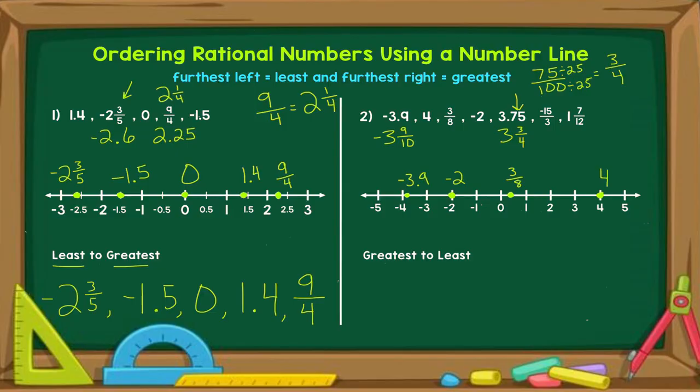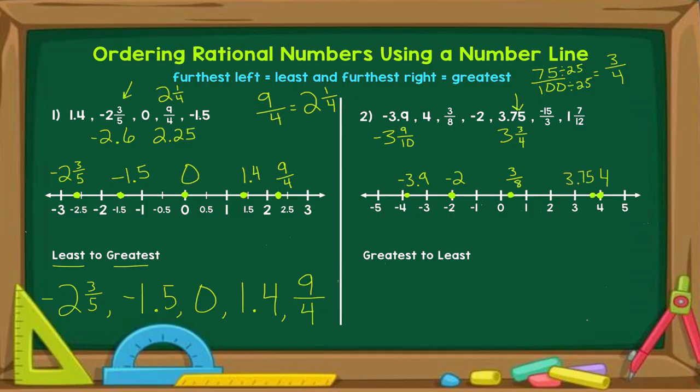So 3 and 3/4 is going to be in between 3 and 4. It's greater than 3, but less than 4. More specifically, it's greater than 3.5, but less than 4. It's right in between 3.5 and 4. So let's put 3 and 3/4 right here, or 3.75.